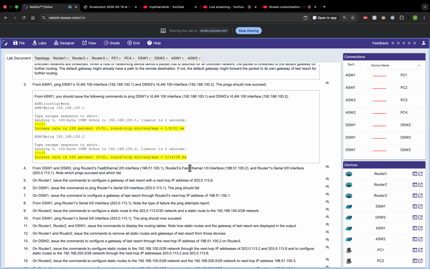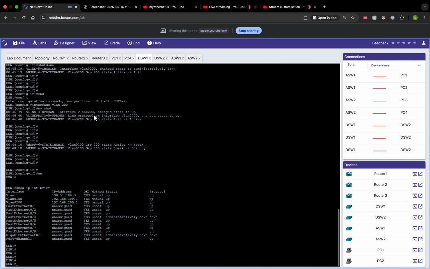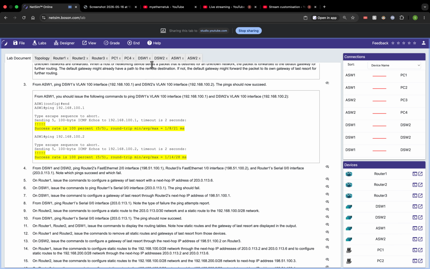That worked. That also worked. So that's great, right? So these pings have succeeded. So we can issue pings now to DSW1's VLAN 100 interface and DSW2's VLAN 100 interface. From DSW1 we can ping the HSRP group's VLAN 100 interface and DSW2's VLAN 100 interface.